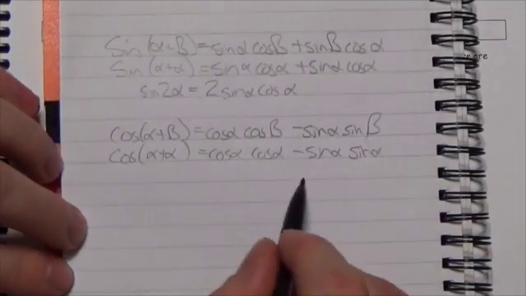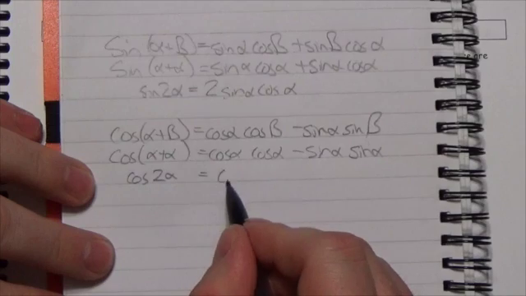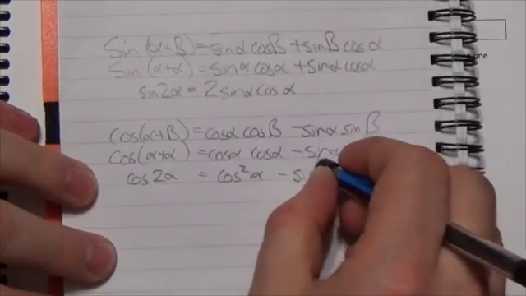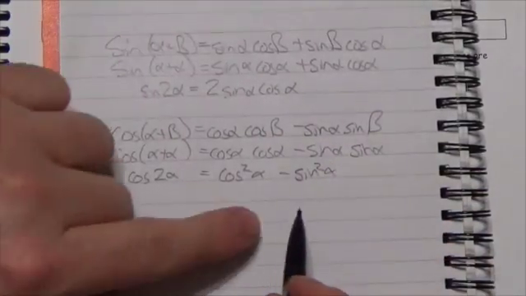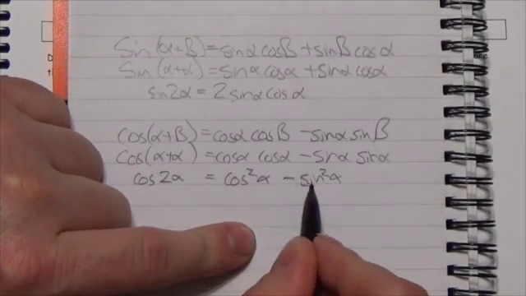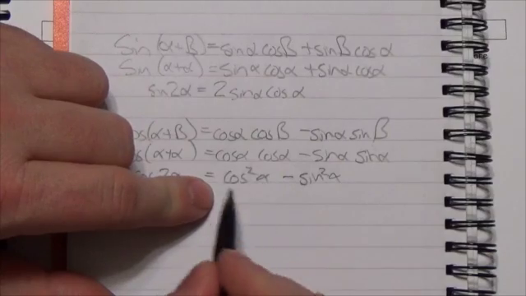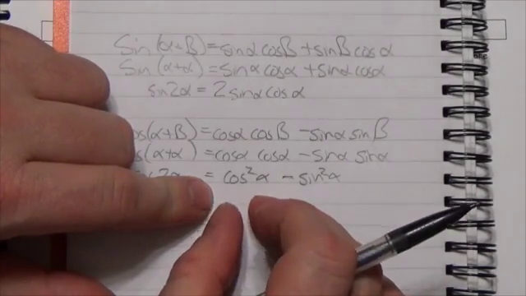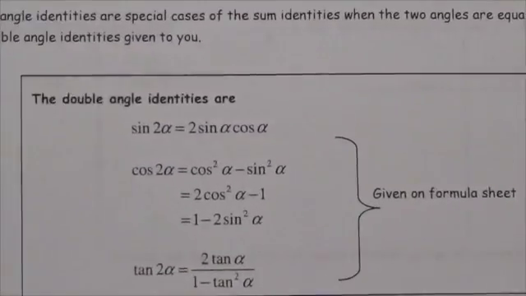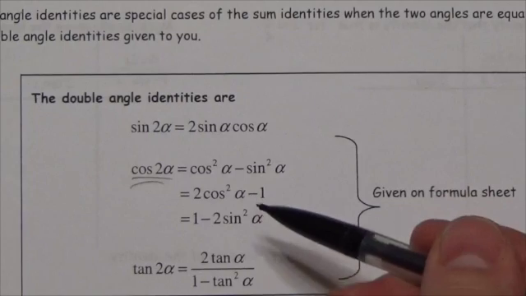Now, you should see something familiar popping out here. This becomes the cosine of 2 alpha, and this is going to be cosine squared of alpha minus sine squared of alpha. It looks like another identity, but this is subtraction in between: cosine squared of alpha minus sine squared of alpha. So that's the shortcut here. Now, because I've got a Pythagorean identity that also allows me to rewrite cosine squared of alpha and sine squared of alpha if I wanted to, there are in fact 3 different identities that can be equated to the cosine of 2 alpha, and here they are.